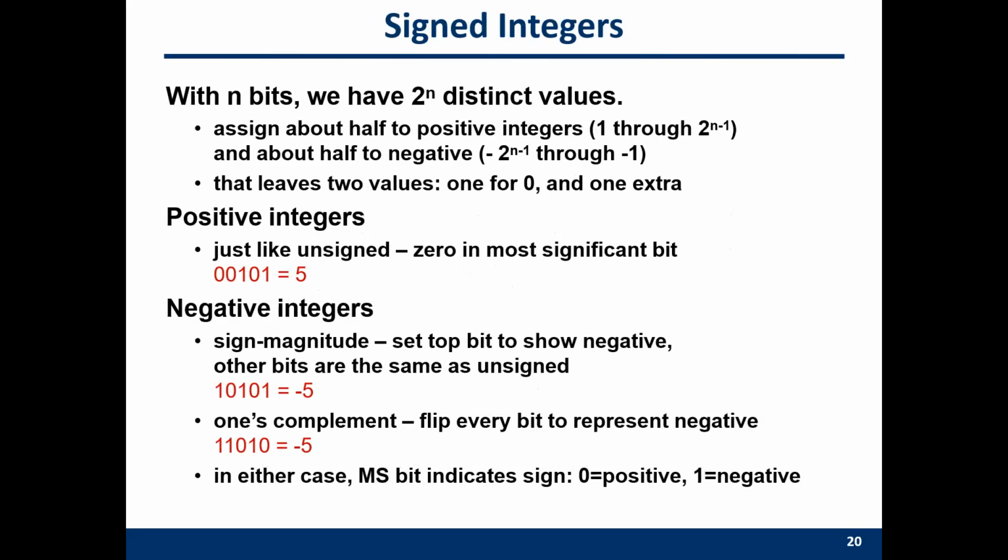So this is the unsigned integer. The next step is the signed integer. Compared to the unsigned integer, we need 1 extra bit to represent the sign. We use the most significant bit to do that. If the most significant bit is 0, it's a positive number. This is a positive 5. If the most significant bit is 1, then this is a negative number, minus 5.